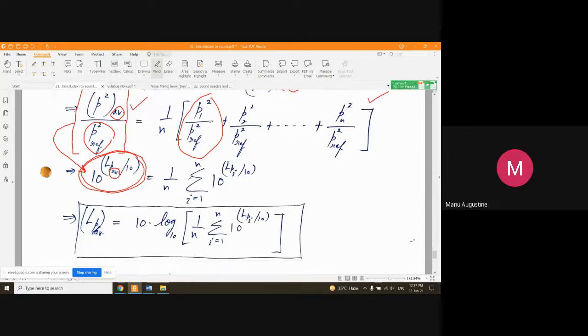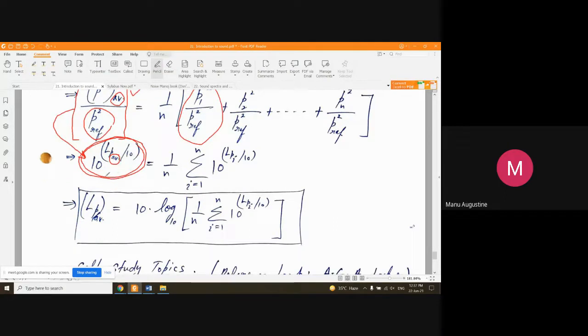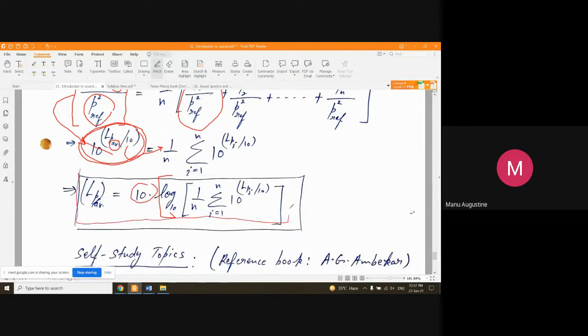And therefore, once again applying the law of logarithms, I take the log on both sides, then this 10 disappears, and then the divided by 10 is there. I take it and multiply it here. I get the 10 here. And eventually the average value of LP, I get like this.